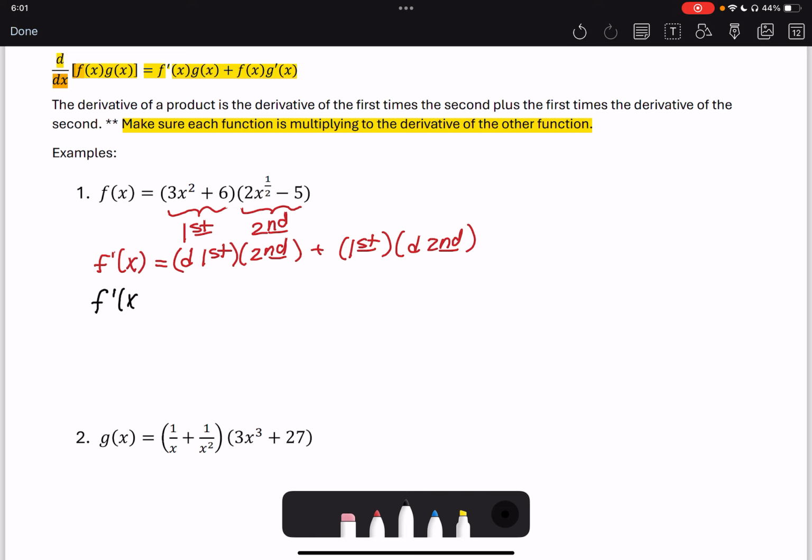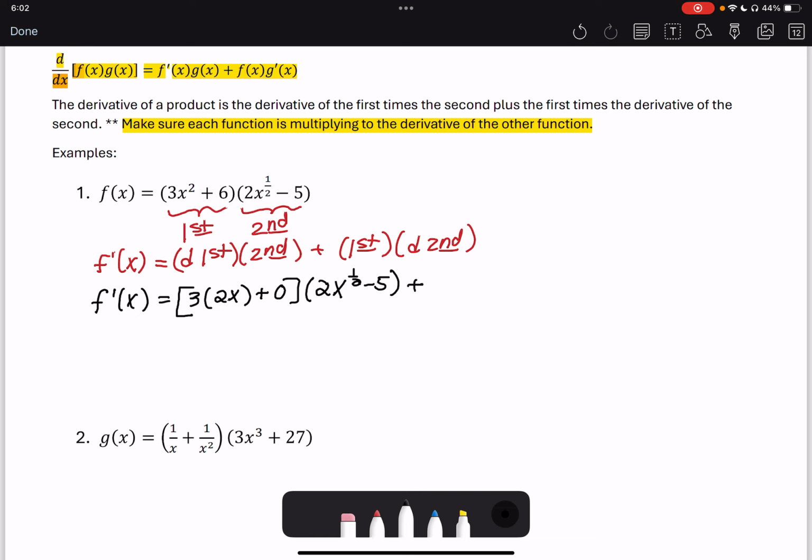All right, so f prime of x, and we're going to actually use the parts that we have. So the derivative of the first is going to be the derivative of the 3x squared plus 6. The 3 is a constant multiple, and that's going to multiply times the derivative of the x squared, which is 2x. And then the 6 is a constant. The derivative of that is 0. So that's the derivative of the first. And then I'm going to multiply that to the second function, not the derivative of the second function, just the second function.